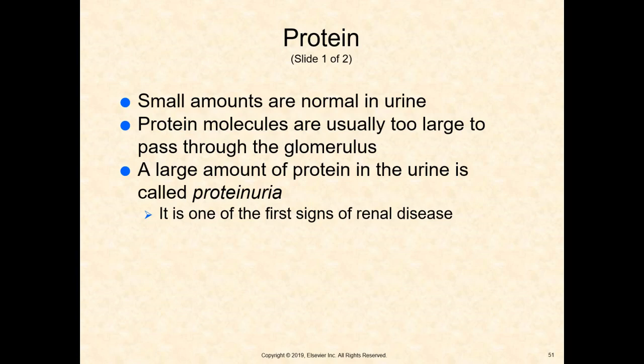The next one is protein. I talked about this with the Bowman's capsule and the glomerulus. Protein should not make it into the urine, okay? Small amounts are normal, it says. It would have to be very, very small amounts. In most cases, the protein on the dipstick should be negative. The only reason it might be positive and be normal is extreme strenuous exercise. It would then go back to normal later in the day.